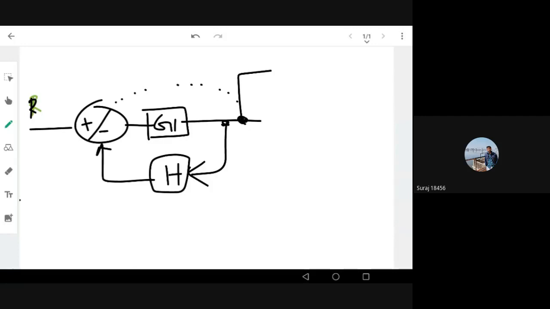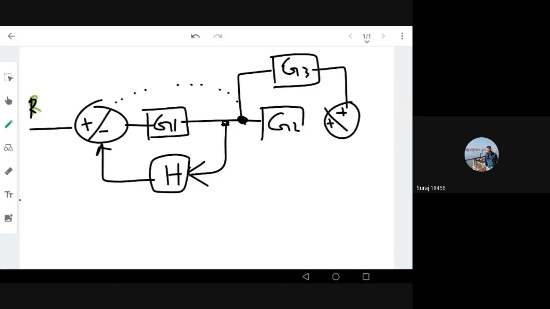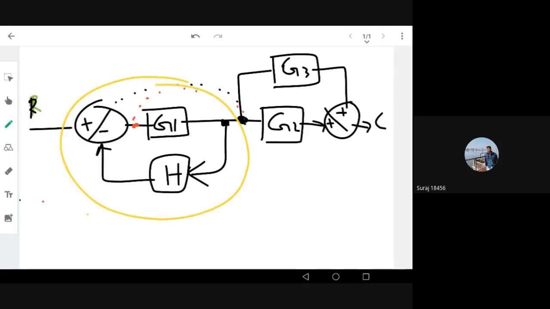G3 was initially there. So right now, at least I'll put what I already have. G3 was already there, and there was another summing point with plus. This also plus, and with G2 gain already there, and C. Right. So what I have done is I have moved this guy to the right side of the block. Why have I moved this? So that I can get this block together, so that I can use the simplification of the closed loop transfer function here. I can make a simple block diagram here, so that I can simplify.